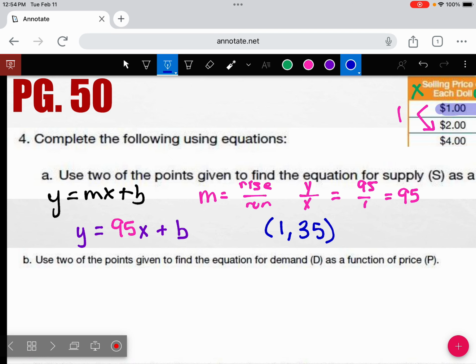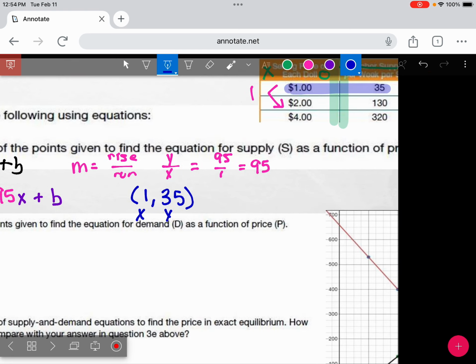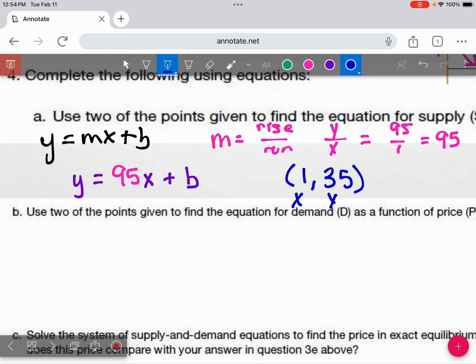135, $1.35, whatever, dollars, whatever, things. Well, this is an x and this is a y. Let's substitute them in. So if we know that we're going to have 35 when we get 95 times our x, which was 1.